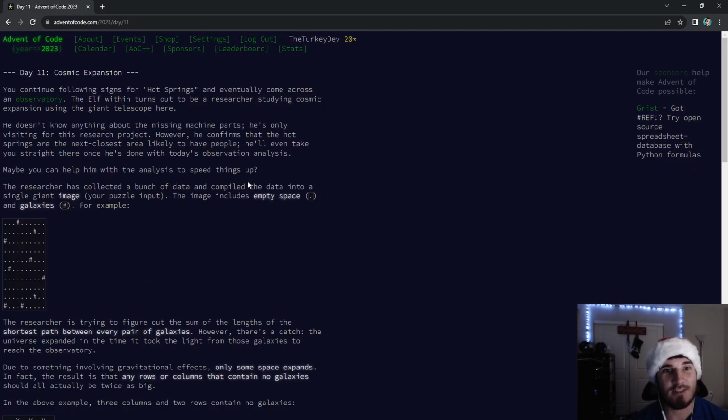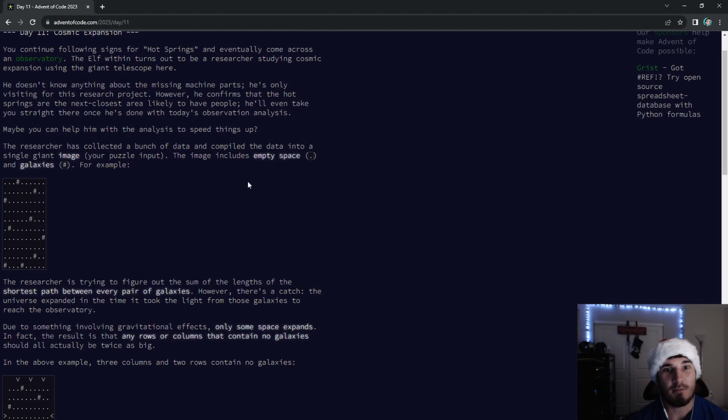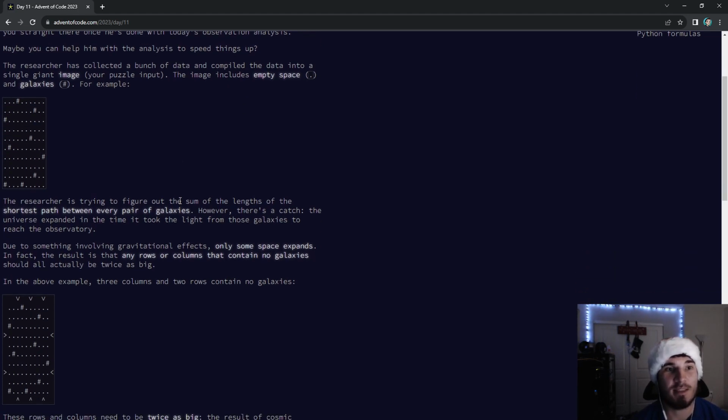You continue following signs for hot springs and eventually come across an observatory. The elf within turns out to be a researcher studying cosmic expansion using a giant telescope here. He doesn't know anything about the missing machine parts. He's only visiting for the research project. However, he confirms that the hot springs are the next closest area with people. He'll then take you straight there once he's done with today's observation analysis. Maybe you can help him with the analysis to speed things up.